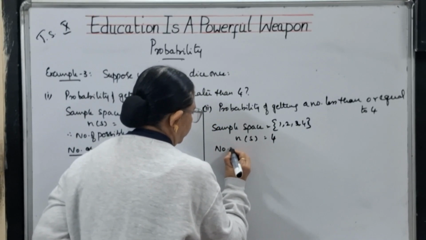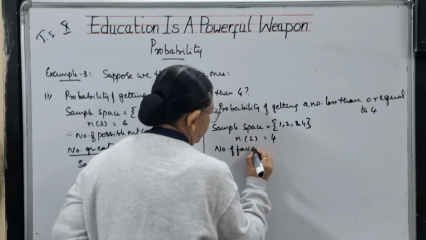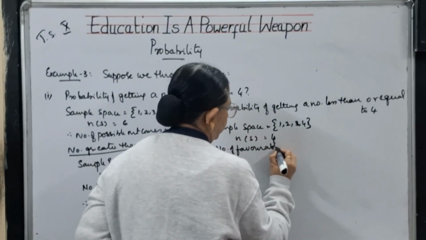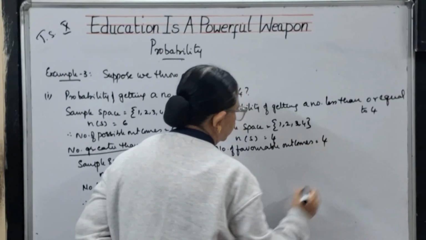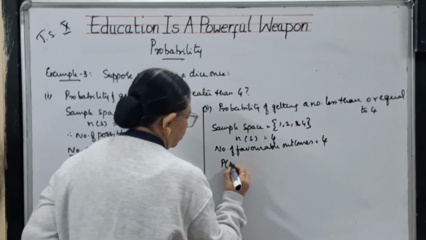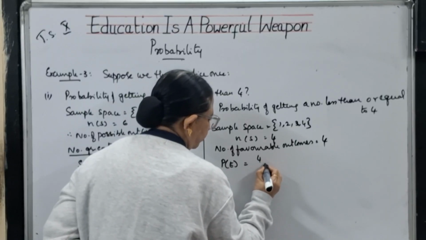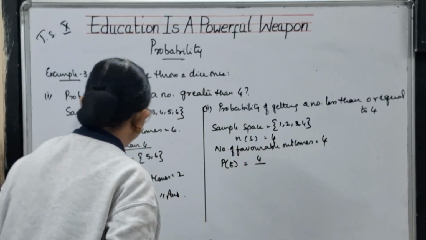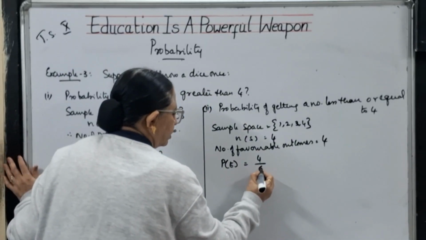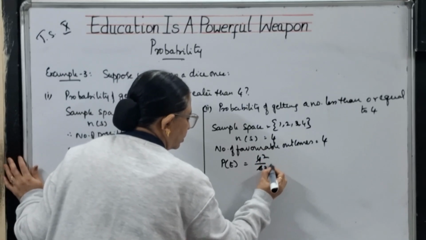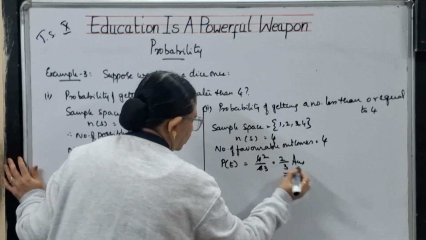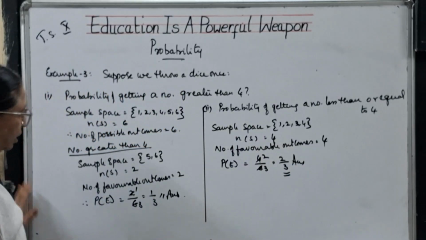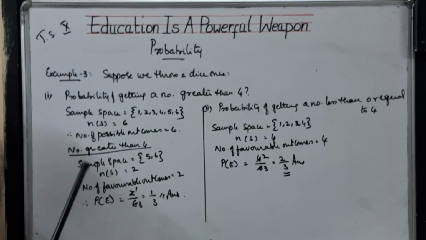So what is this for? Number of favorable outcomes. Number of favorable outcomes are 4. So what is the probability of the event? Number of favorable outcomes by number of possible outcomes. We have written here 6. So 2 twos are 4, 2 threes are 6, 2 by 3. This is one answer, children. These are the 2 bits that they have asked. Very simple chapter, children. It's very easy for you to do.